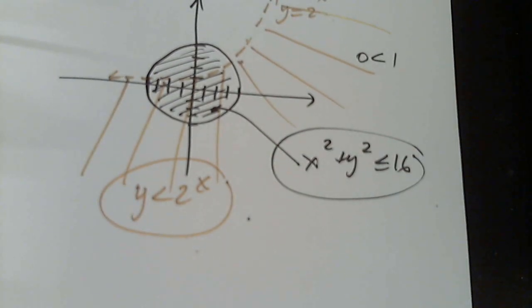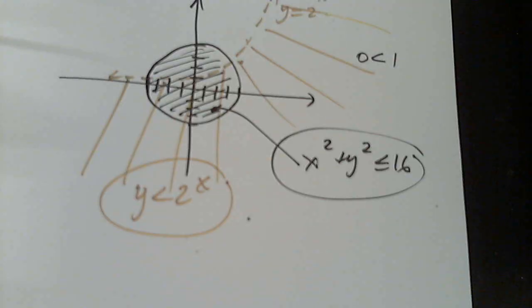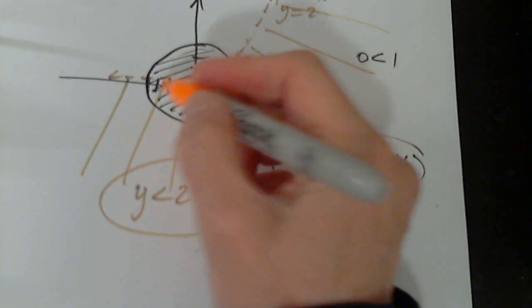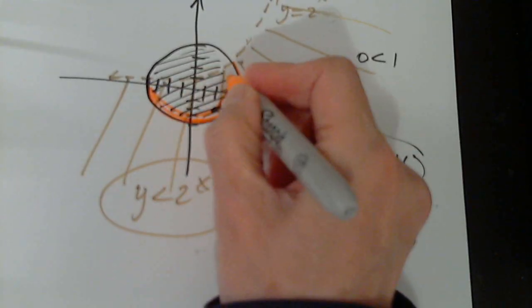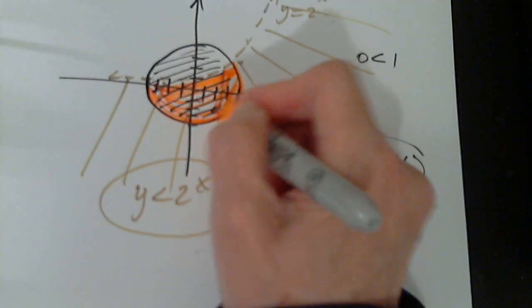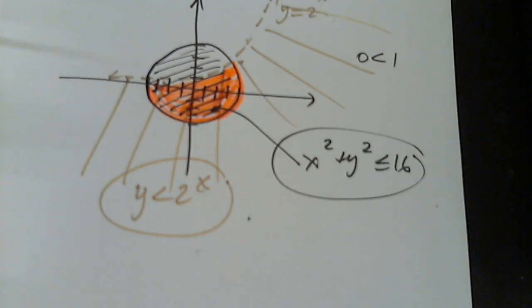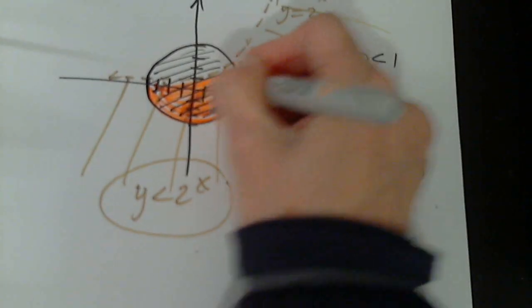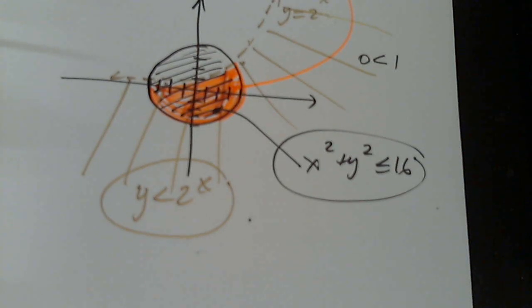Now I have to intersect. I'm intersecting the inner area with this green area. And what do I get? This is what I get: all points on the circle, everything in between, but not points on the curve. Both at the same time.